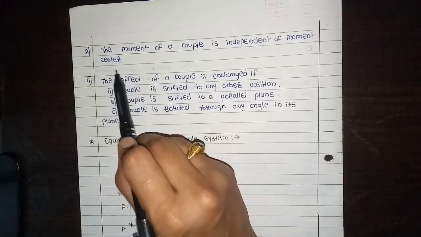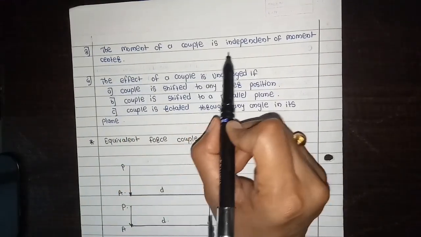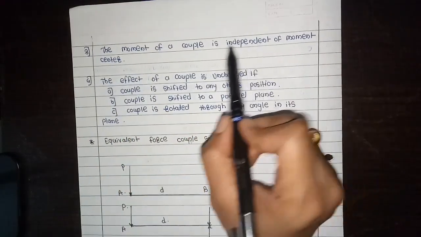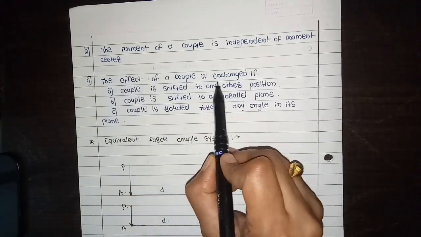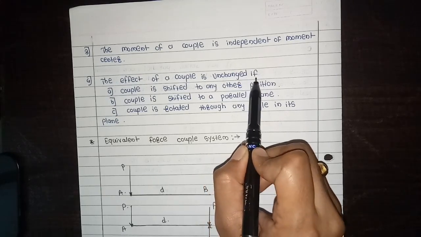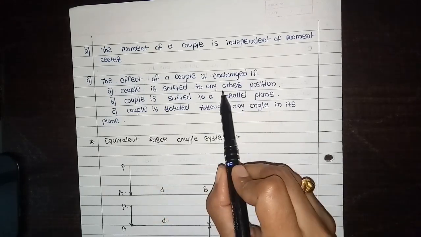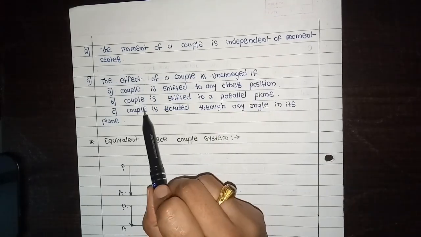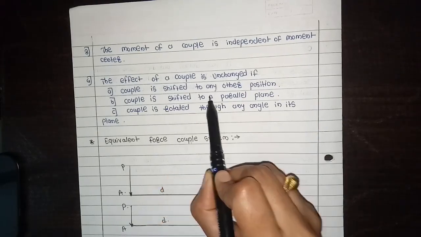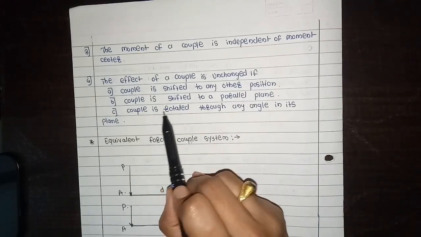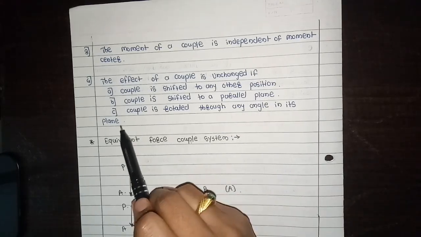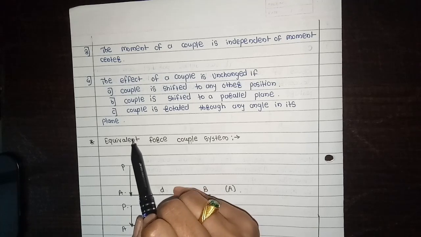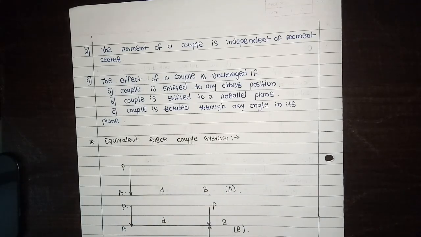Next property of couple: the moment of a couple is independent of the moment center. Then the last property: the effect of a couple is unchanged if the couple is shifted to any other position, shifted to a parallel plane, or rotated through any angle in its plane. So these are the properties of couple. Okay, thank you.